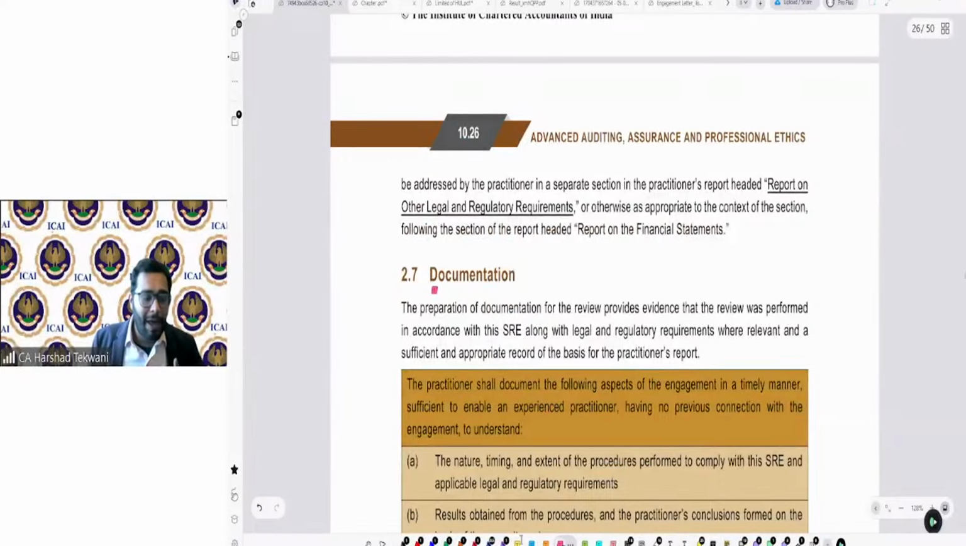Then the documentation requirement, on similar lines as we have in other SAs, or SA 230 documentation. Similarly, we have a documentation requirement for SRE also. All the critical things are required to be documented when you are performing review engagements.